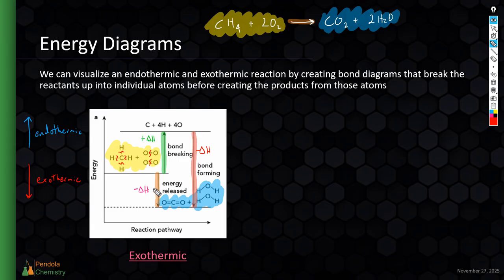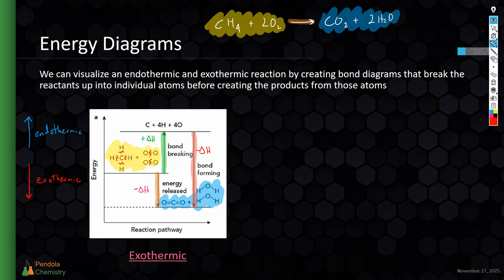But we can see this reaction as happening in two separate steps, looking at bond breaking all the bonds in the reactants to get atoms, and then bond formation, which means that we will grab all those atoms and create the bonds that are resulting in the products. The first step being always endothermic, the second step being always exothermic.